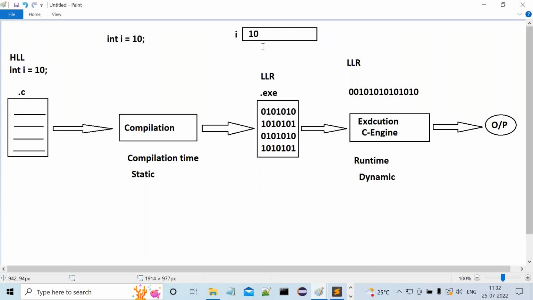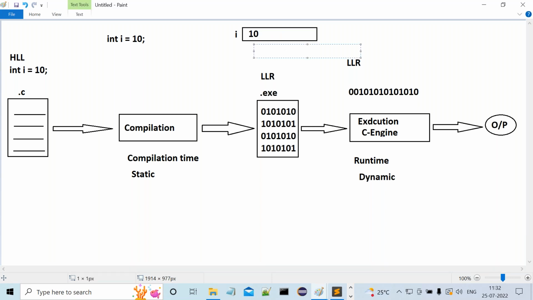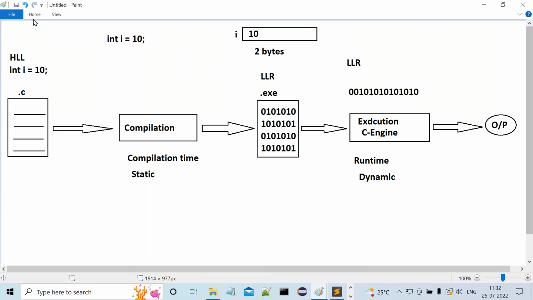How many bytes of memory are allocated? 2 bytes of memory. Am I right or not? How, sir? How can you say 2 bytes of memory? Whether it is 2 bytes, 1 byte or 10 bytes of memory is decided by the data type, or not? Data type is required to assign a memory block.